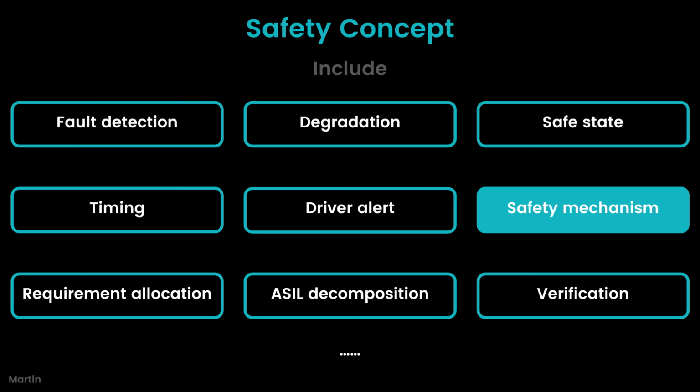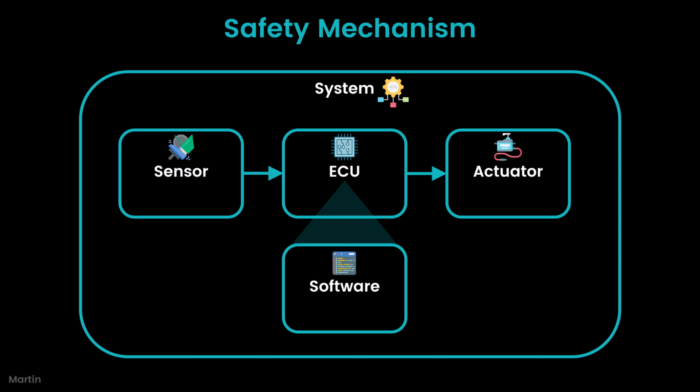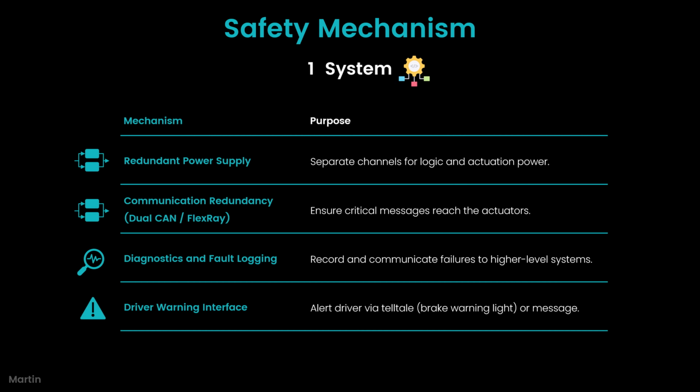Let's begin with the safety mechanism. We will then discuss the safety mechanisms implemented across different levels of the system, including the system, sensor, actuator, electronic control unit, and software. At the system level, safety mechanisms are implemented to guarantee robust fault containment, effective redundancy management, and controlled transitions to predefined safe states. These measures ensure that any detected fault remains isolated, prevent cascading failures across subsystems, and maintain operational integrity by shifting the system into a safe configuration when necessary.